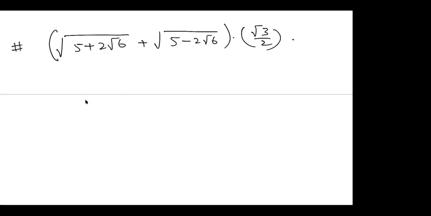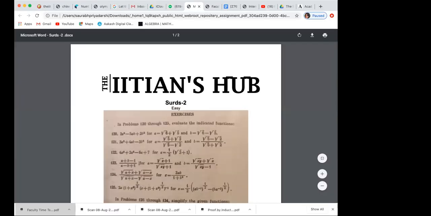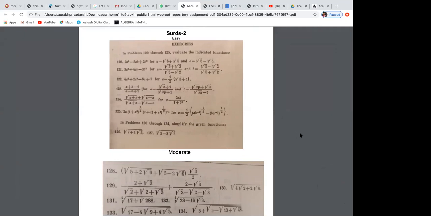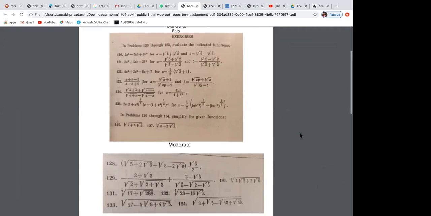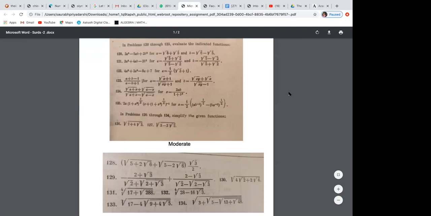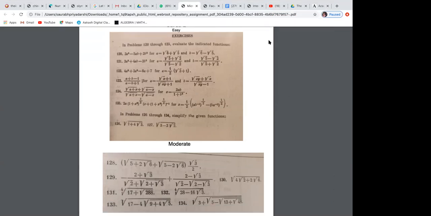Now, you all have to take a photograph of this. Do it fast. This is your homework. Surds 2, EG and moderate. Done, everyone? Have you taken the snap? Yes, sir. Right, next class we'll discuss this and we'll go for polynomials, right?